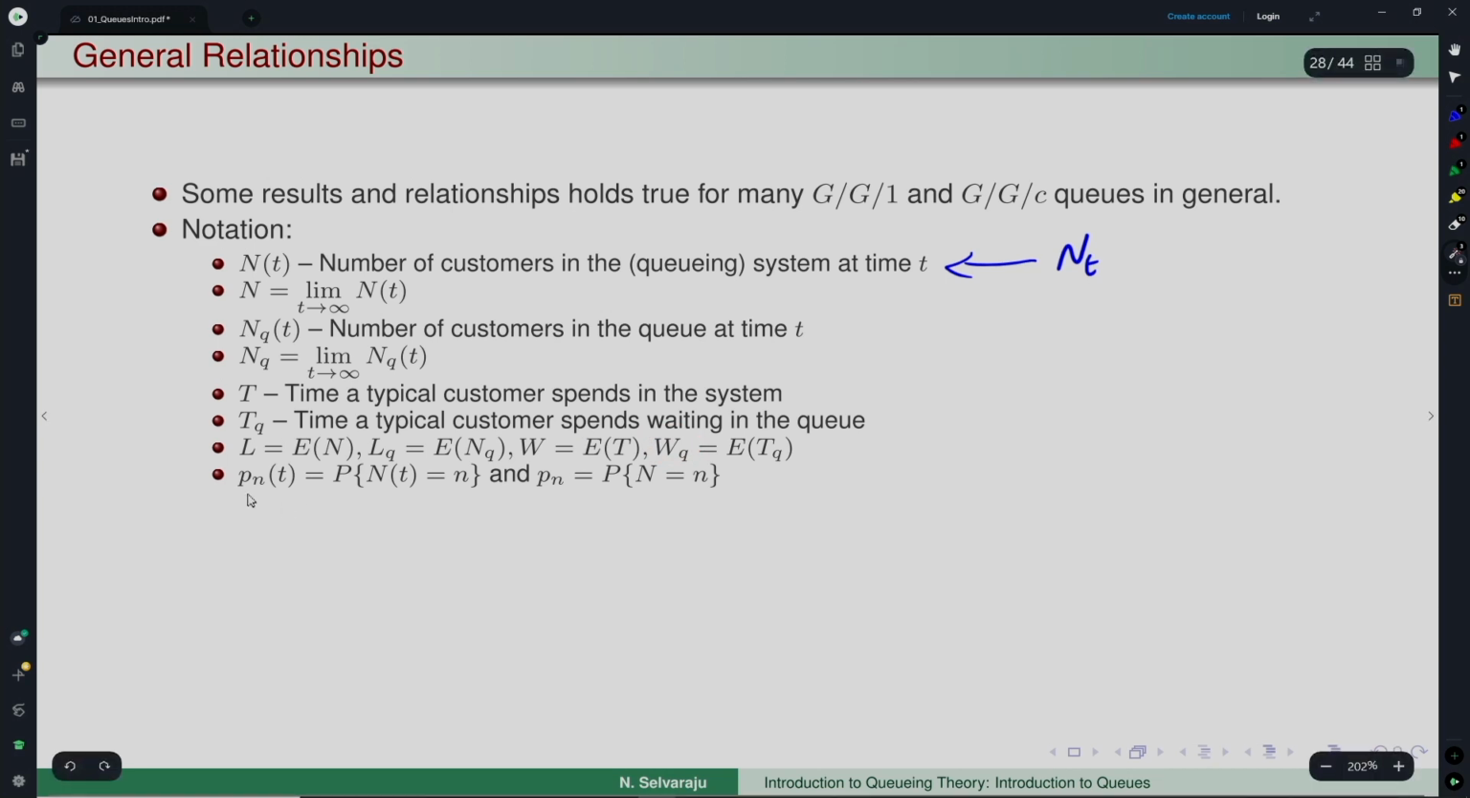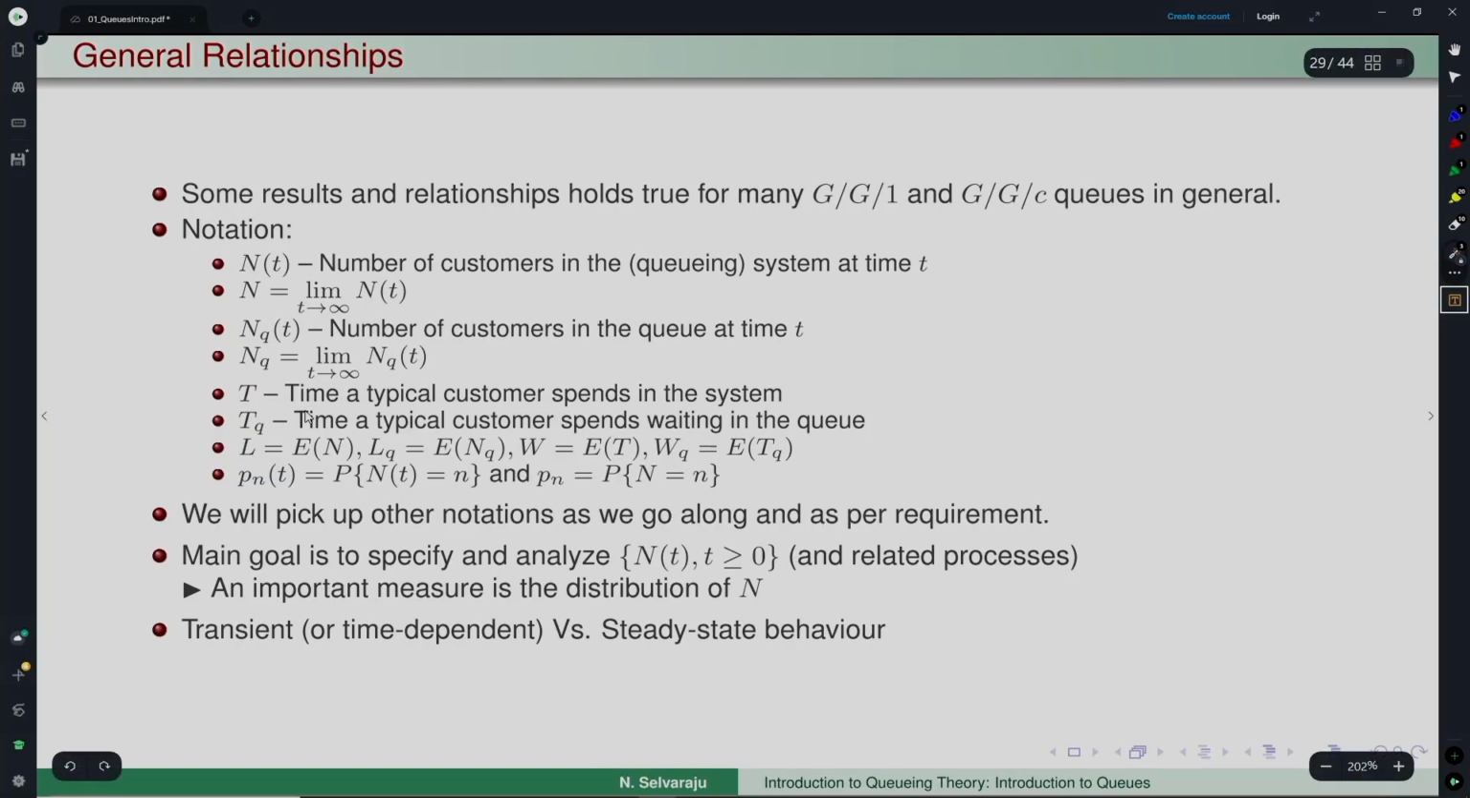Then P_n(t) is the probability that N(t) equals n, and as t tends to infinity what you get is P_n, which corresponds to the probability of N being equal to n. This is what you would say in the limiting sense, or when the system is in steady state or equilibrium after a long time.